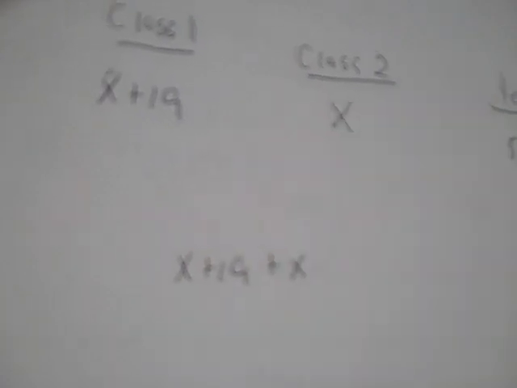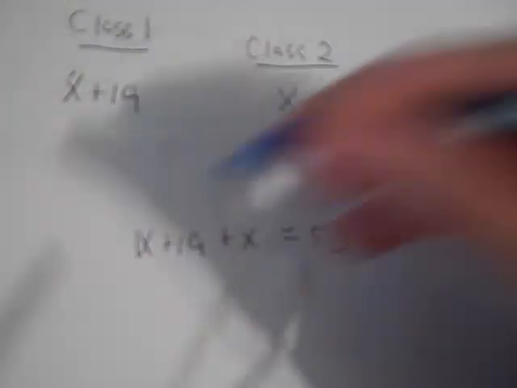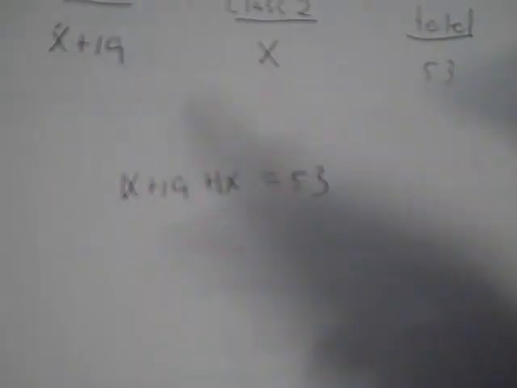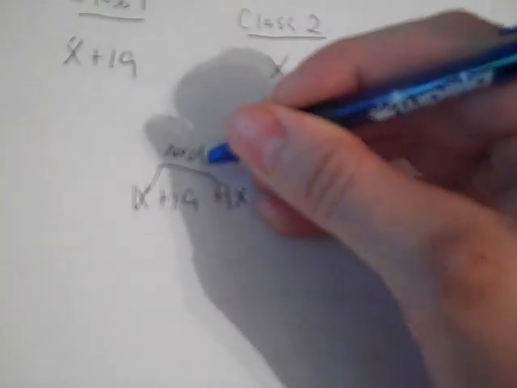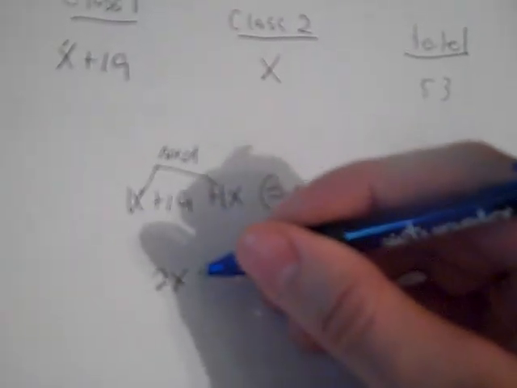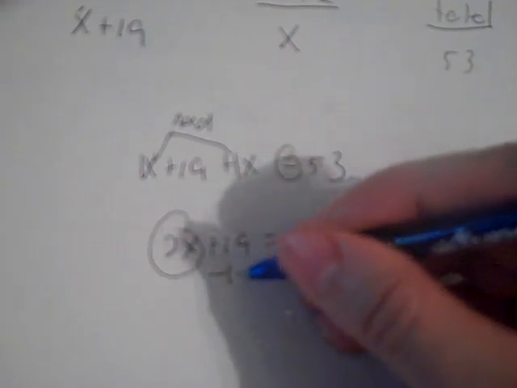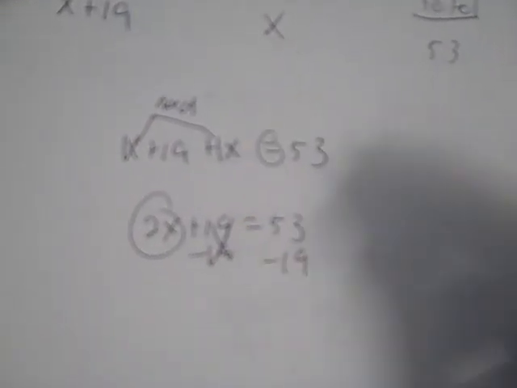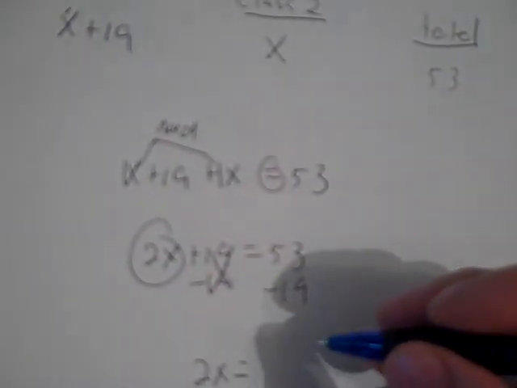All right, so I can have my equation. X plus 19 plus the x from class 2 equals 53. Okay, and we can just add the x's together. It's 1x plus 1x because they're on the same side of the equation. So adding pyramid, that's 2x plus 19 equals 53. Okay, so I circle that. I'm going to minus 19 from both sides. So 2x equals, what is it, 34.